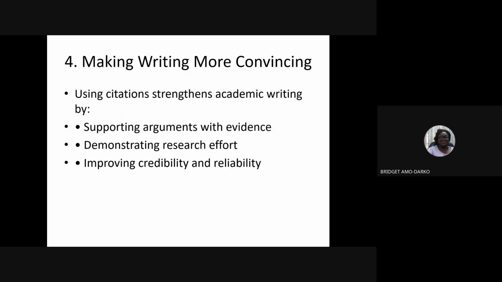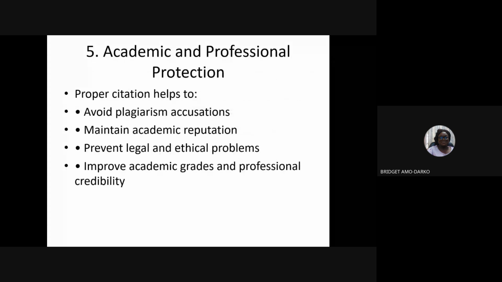Making writing more convincing. Using citation strengthens academic writing by supporting arguments with evidence, demonstrating research effort, improving credibility and reliability. Academic profession protection. It also protects your profession and academic career. Proper citation helps to avoid plagiarism accusation, maintain academic reputation, prevent legal and ethical problems. It also improves academic grade and professional credibility.